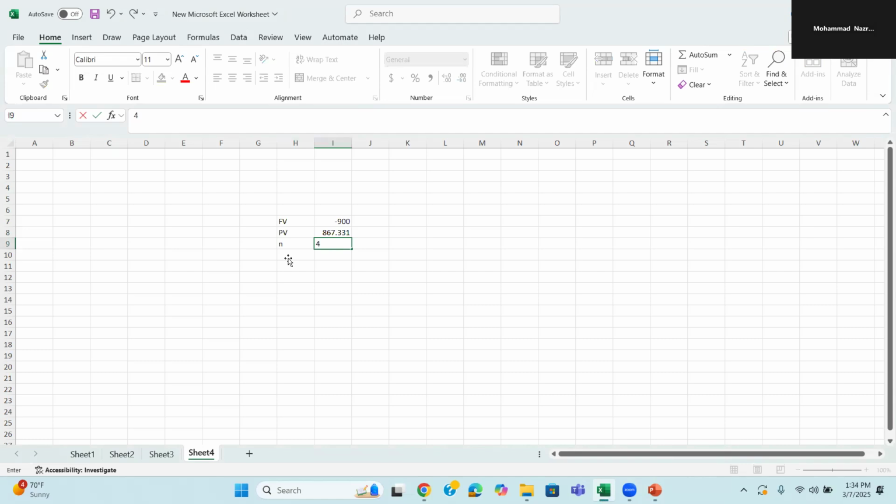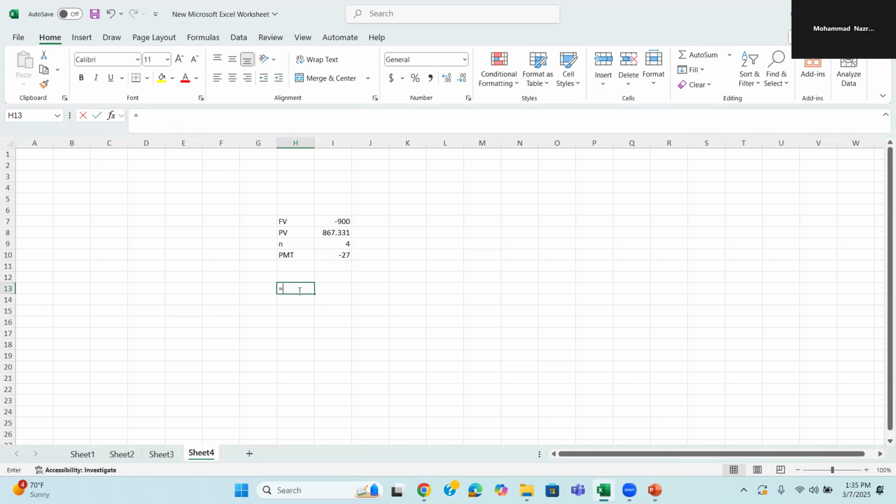So your payment should be 900 times 3%, which is 27. So you are paying this 27. This should be a negative value, since you're paying it. So your payment is 27.